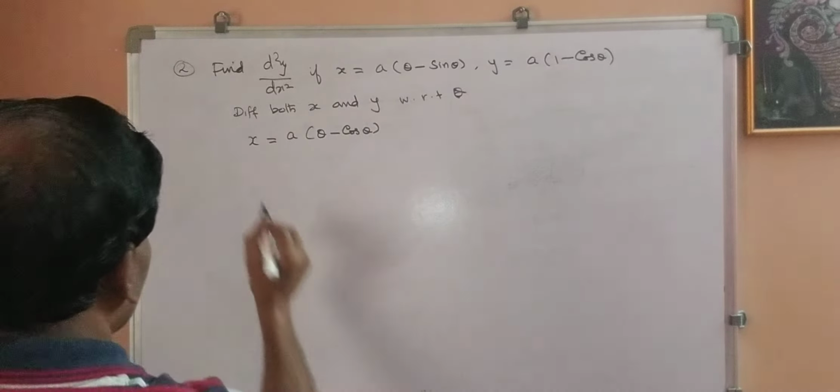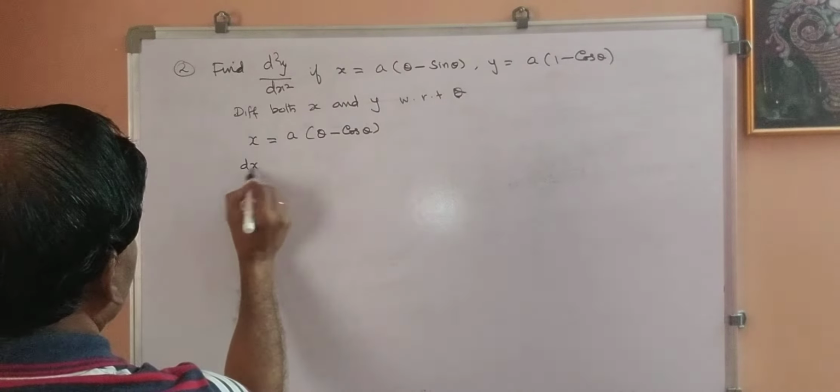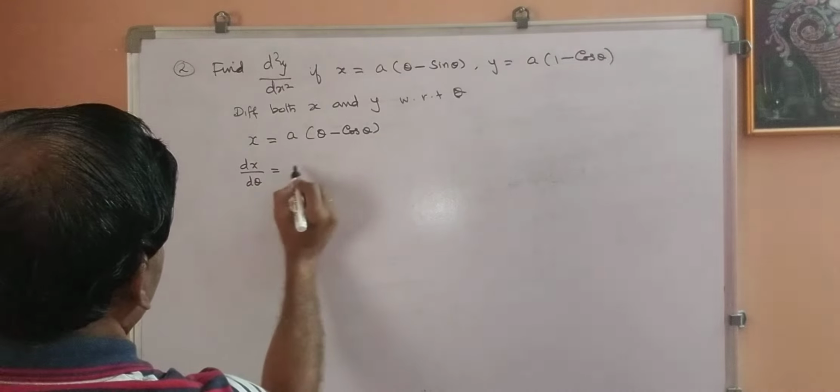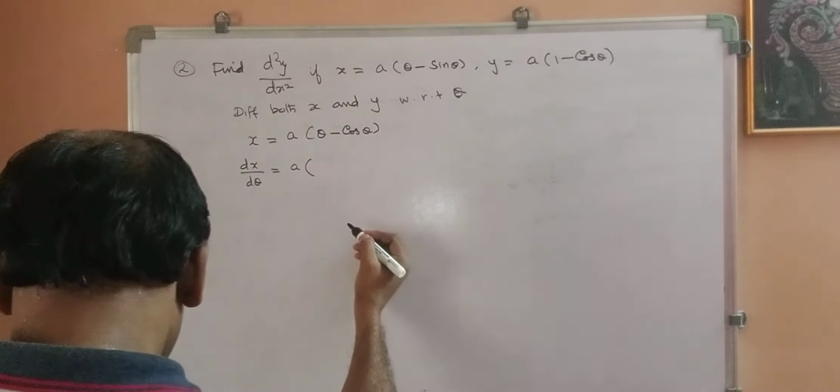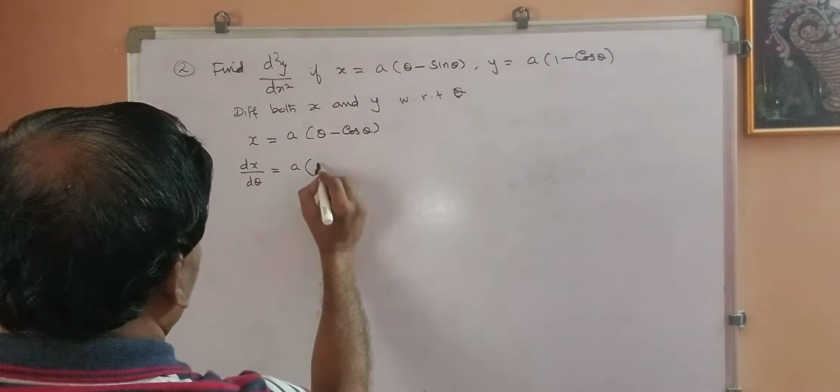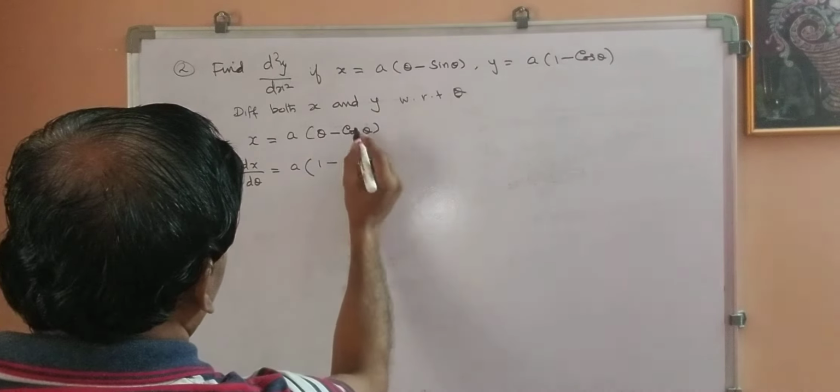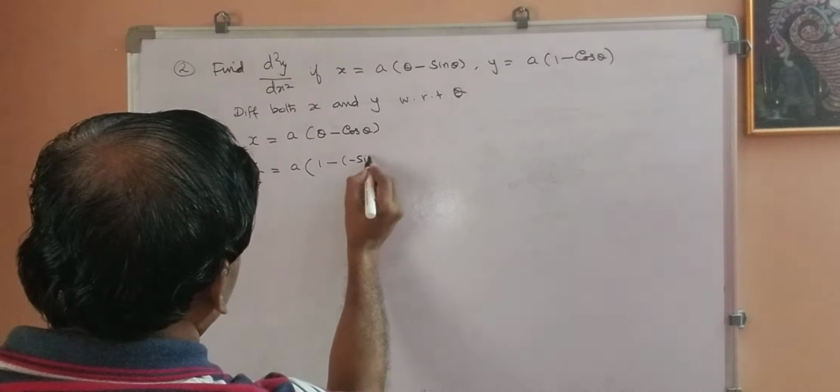Okay. So now what we will get? dx upon d theta equal to a into, what is the derivative of theta with respect to theta? 1 minus, what is the derivative of sin theta? cos theta.